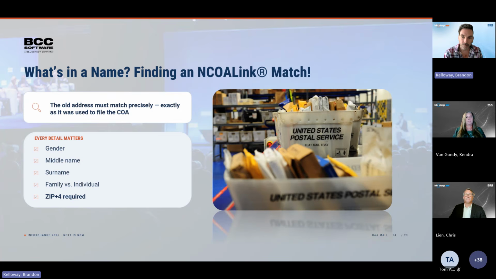Kendra, what does that look like for customers? I know we also have ACS as well that's baked into some of our software. Can you elaborate on that a little bit? Yes. So as far as the availability of it or the pricing?